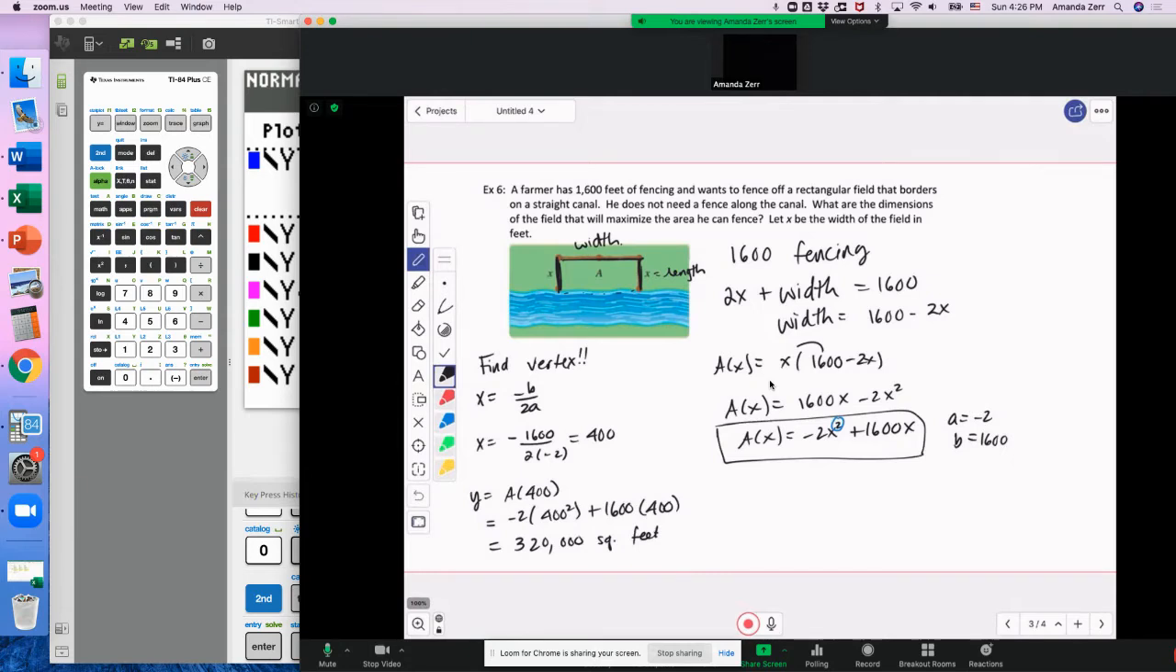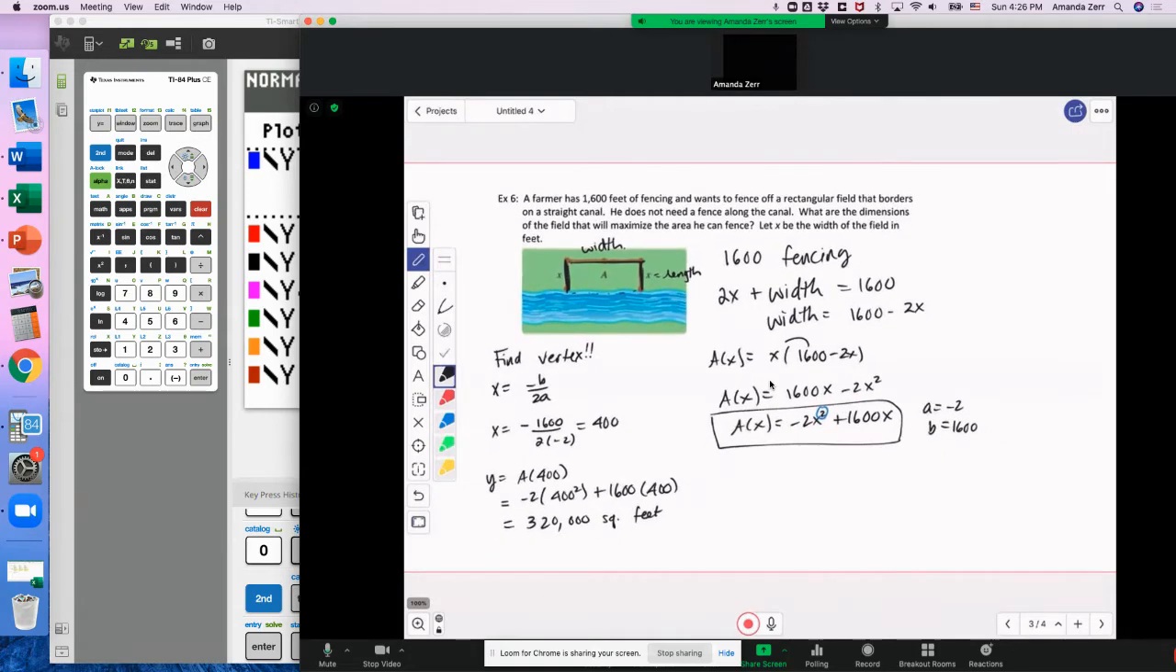What are the dimensions of the field that will maximize area? Okay, so the dimensions are, let's see, we found it, it's 400. So it's 400 by the width, which was 1,600 minus 2 times x, so minus 2 times 400, so that would be 800. So it's 400 feet by 800 feet.